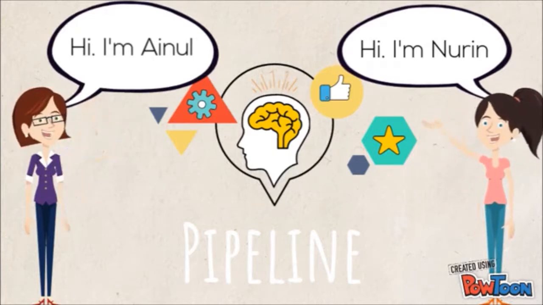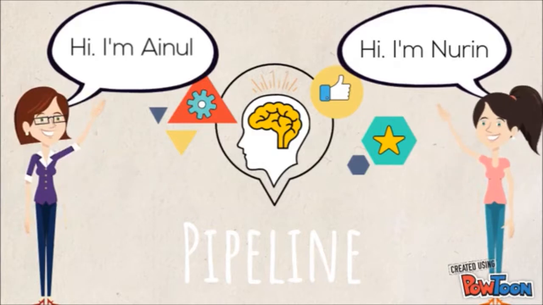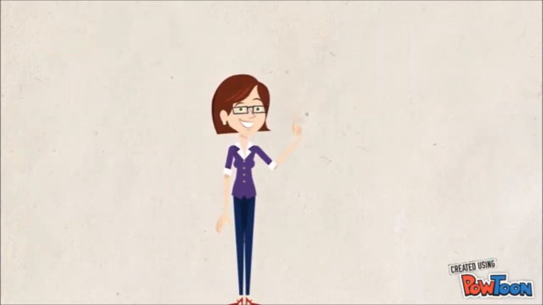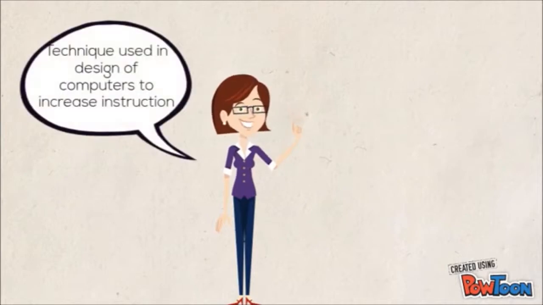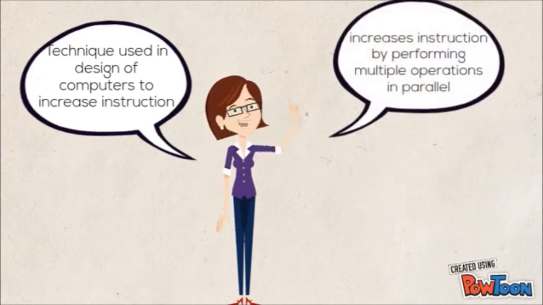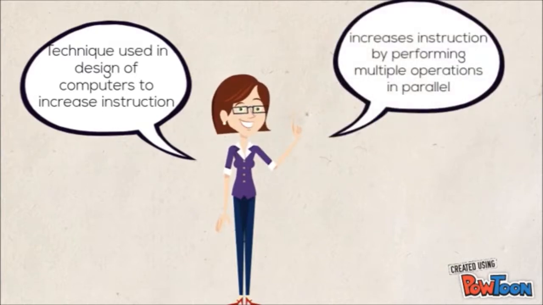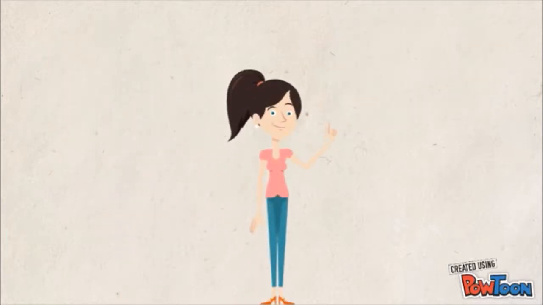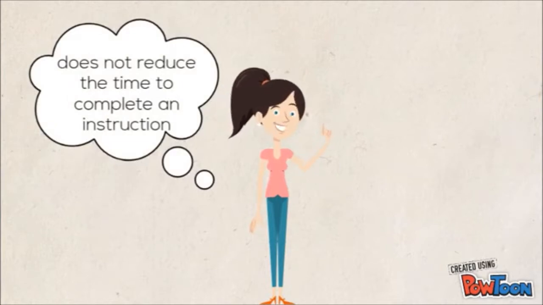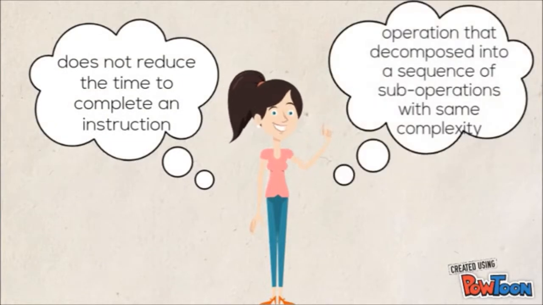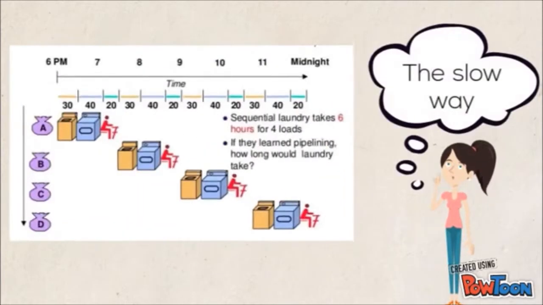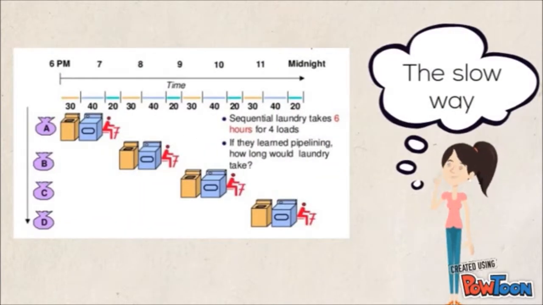So today we will present about pipeline. For the introduction, the pipeline is a technique used in the design of computers to increase the instruction throughput by performing multiple operations in parallel. Next, it does not reduce the time to complete an instruction, and also an operation that decomposes into a sequence of sub-operations with the same complexity. The figure shows the slow way of pipelining.